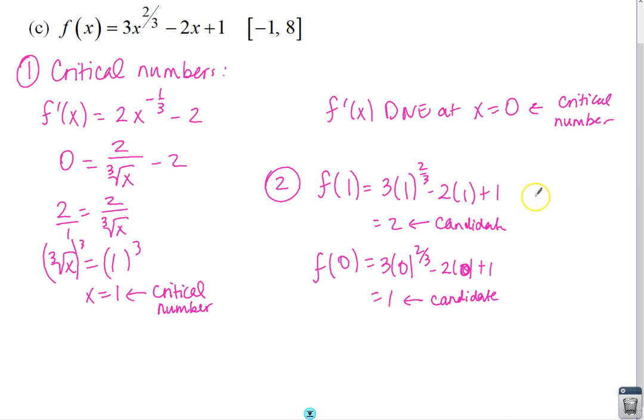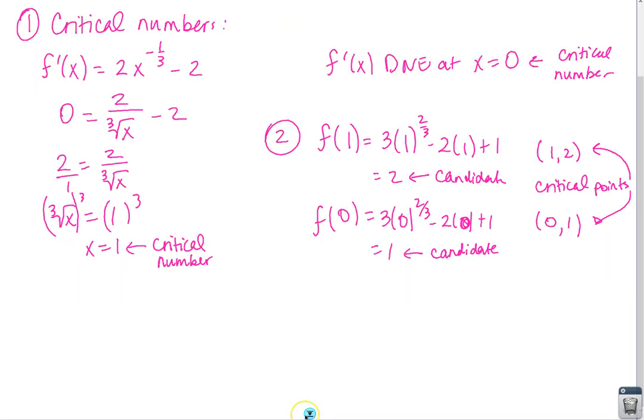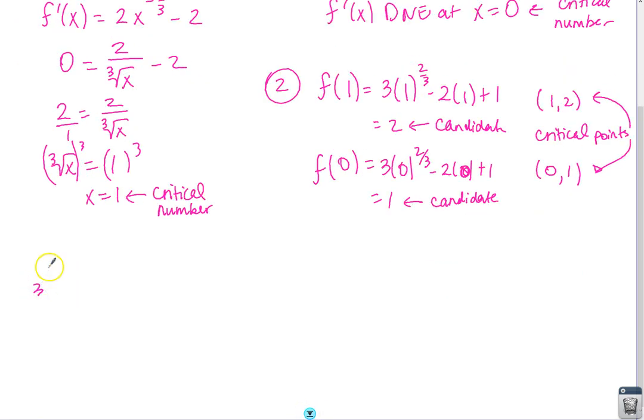If I were to combine this and talk about the point (1, 2) or the point (0, 1), these are both critical points, because these are the points at our critical numbers. Step 3, we needed to evaluate our endpoints. So we're going to look at f of negative 1 and f of 8.